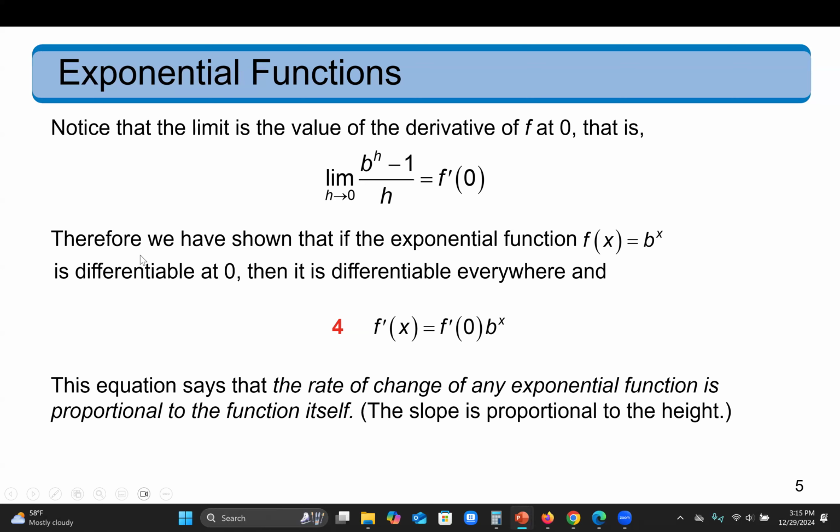Therefore, we have shown that if the exponential function f at x equal to b to the power x is differentiable at 0, then it is differentiable everywhere. And this will give us the derivative of f at x equals the derivative of f at 0 times b to the power x.